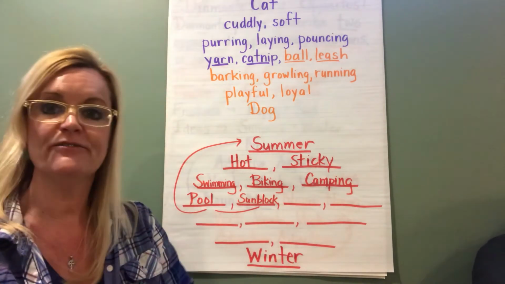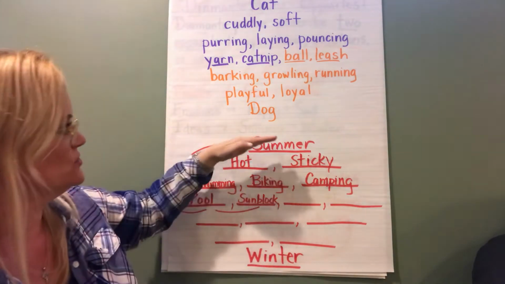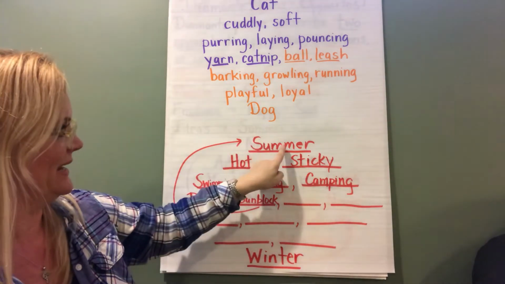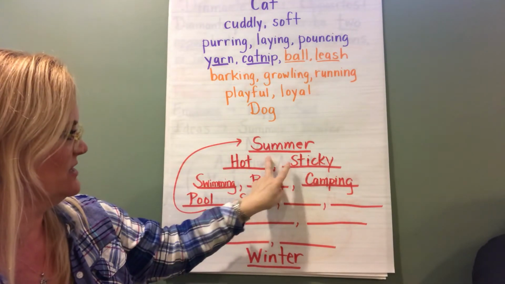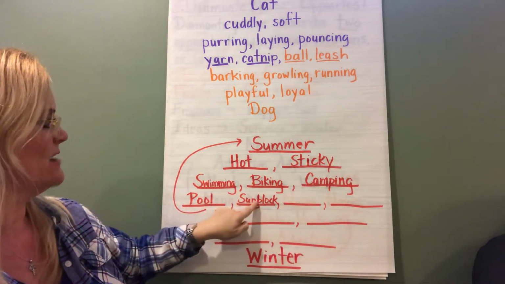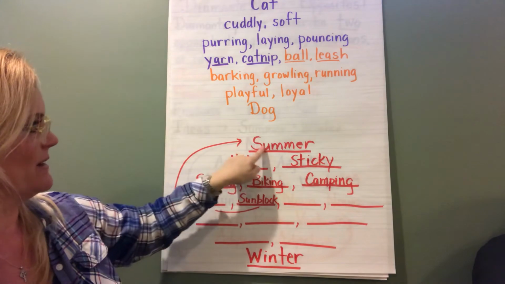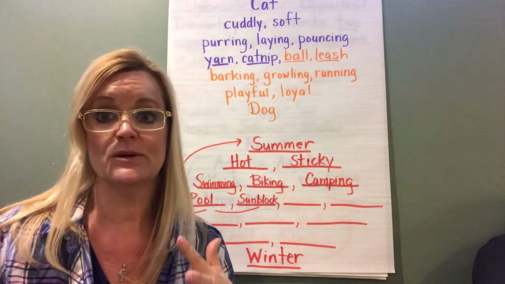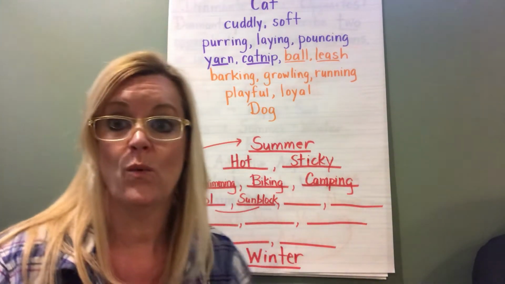All right, so there's the first half of my poem that has to do with summer. So I have my noun, I have 2 adjectives, 3 verbs, and then 2 more nouns, 2 things that have to do with my word at the top. Now I'm going to switch and I'm going to write my poem about winter.